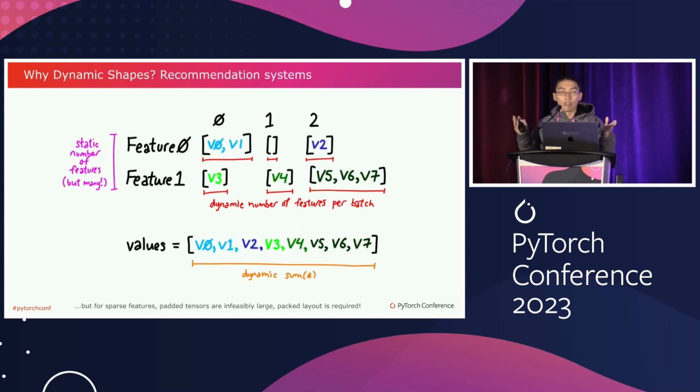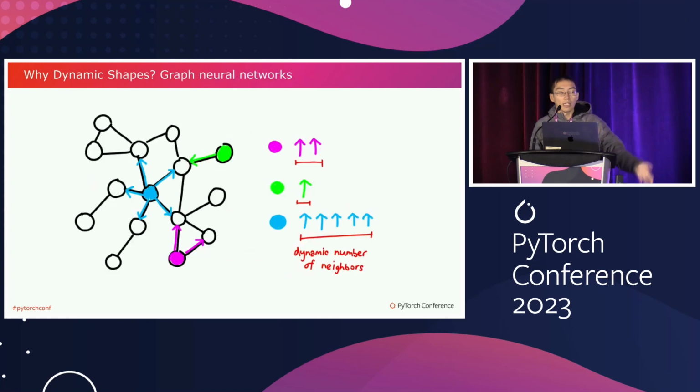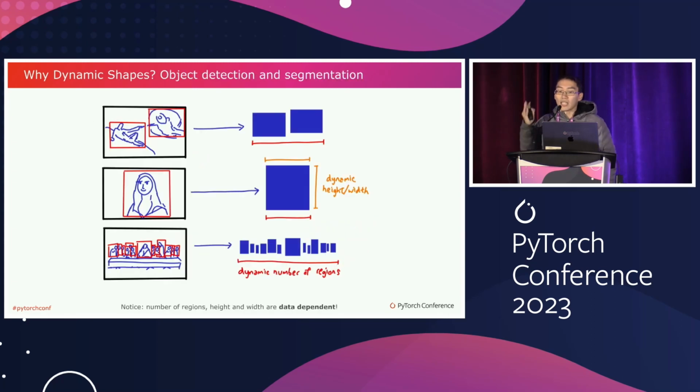We're all about generative AI and LLMs these days, but there are a lot of other domains that people do want to do deep learning on. And dynamic also shows up there, right? If you have recommendation systems, the number of features you have per user may vary. If you've got graph neural networks, the number of edges per node is going to vary. If you have object detection and segmentation, the number, height, and width of bounding boxes is also going to vary. So there's dynamic shapes everywhere.